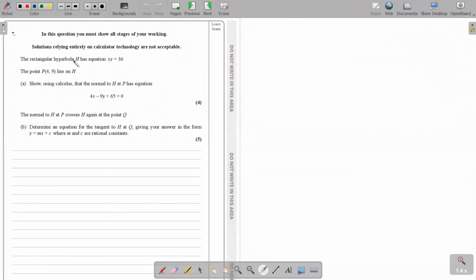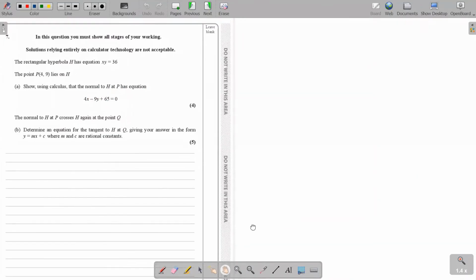Okay, question number 7. They say in this question, you must show all stages of your working. Solutions relying entirely on calculator technology are not acceptable. So you must show all the working and show all the relevant steps. Okay, so let's look at what they mean. The rectangular hyperbola H has equation xy equals 36. The point P (4, 9) lies on H. Show using calculus that the normal to the hyperbola at P has this equation.